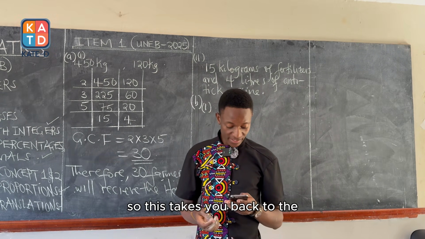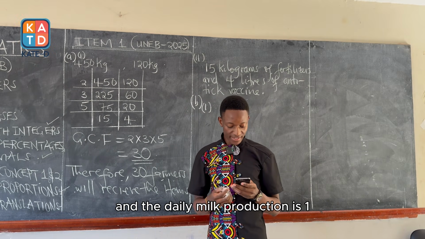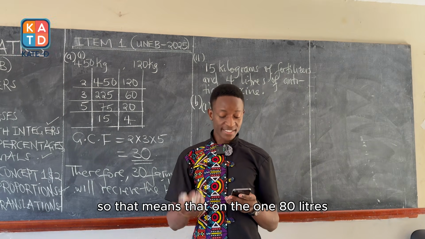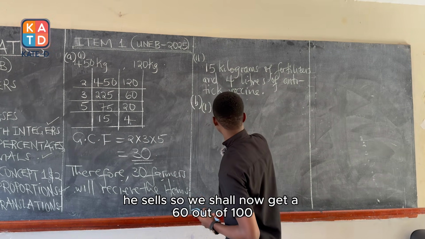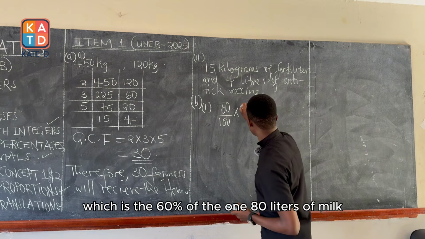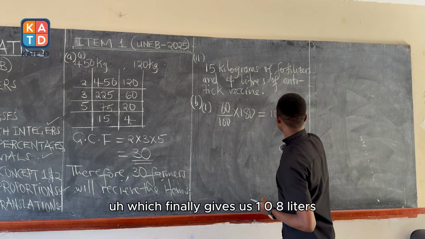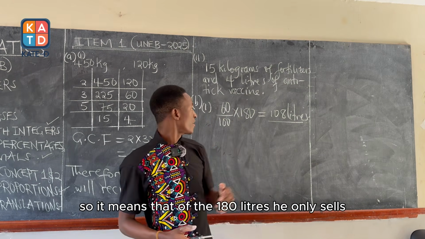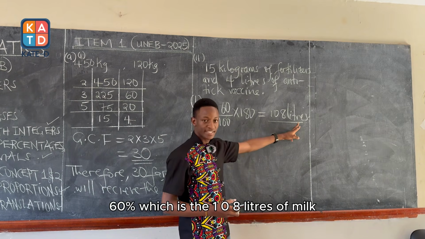So this takes you back to the scenario where we have Joseph as one of the farmers, and the daily milk production is 180 liters. That means that of the 180 liters, 60% of the milk is what he sells. So we get 60 out of 100, which is 60% of the 180 liters of milk, which finally gives us 108 liters. So it means that of the 180 liters, he only sells 60%, which is 108 liters of milk.